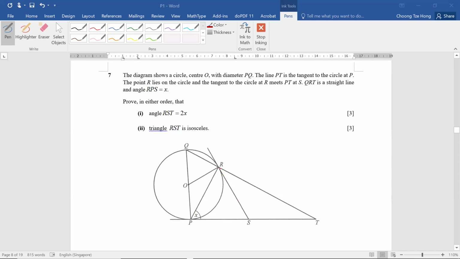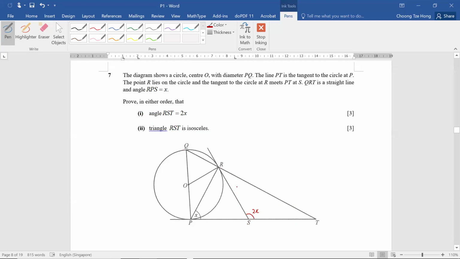QRT is a straight line, and angle RPS equals x. So angle RPS is over here, it equals x. Prove in either order: part 1, that angle RST is 2x. So we're going to have to prove that RST is 2x. And part 2, triangle RST is isosceles. For this question, I'm going to start with part 1 first.